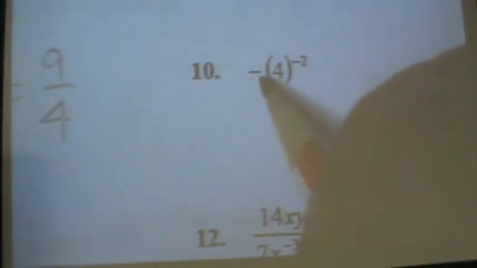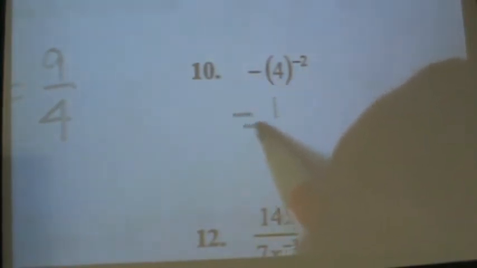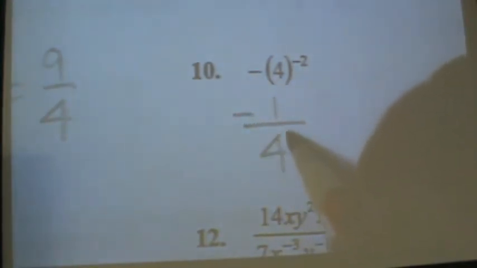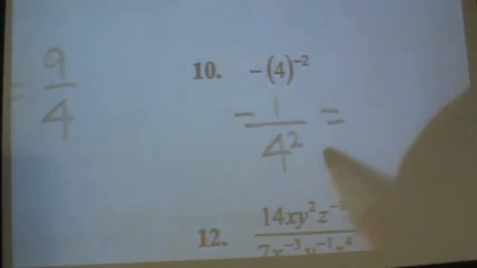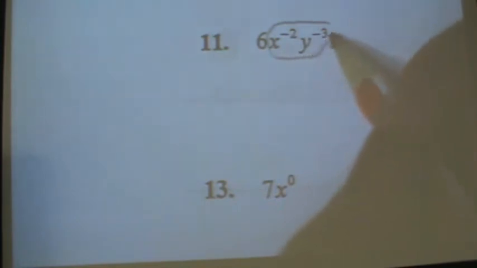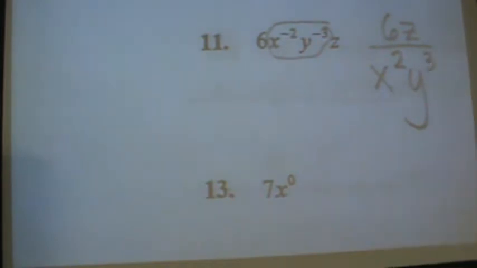This one is saying negative 1 over 4 to the positive 2 power. So it's going to be negative 1 over 16. Number 11, we have 2 negative exponents right here. So the 6 and the z stay on top, and x becomes positive squared, y becomes positive cubed in the denominator.